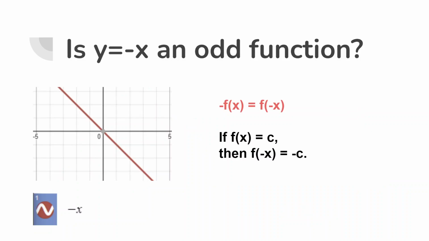And now we're going to check if y equals negative x is an odd function or not. Recall that negative f(x) is equal to f(negative x) for all odd functions. When f(x) is a certain value c, then f(negative x) should be negative 1 times that certain value c, which is negative c.